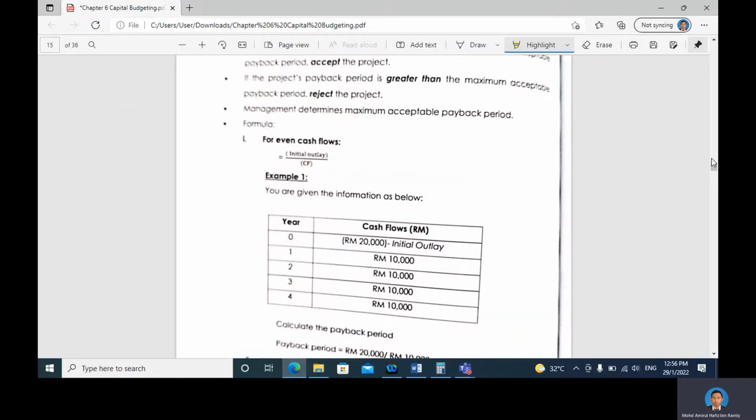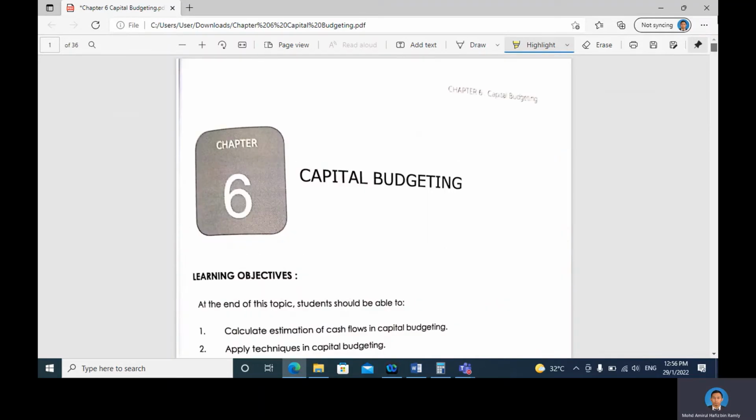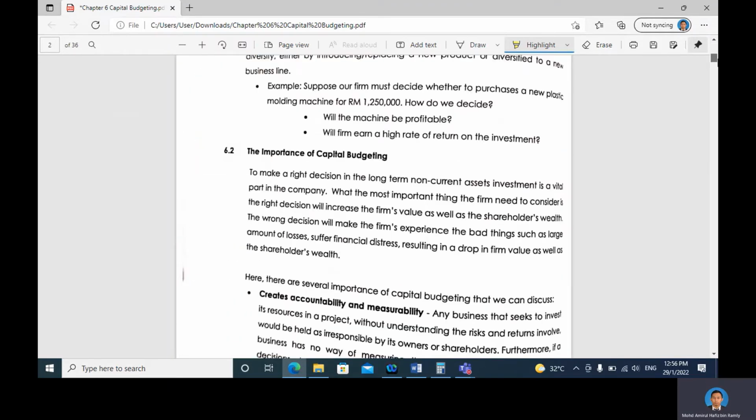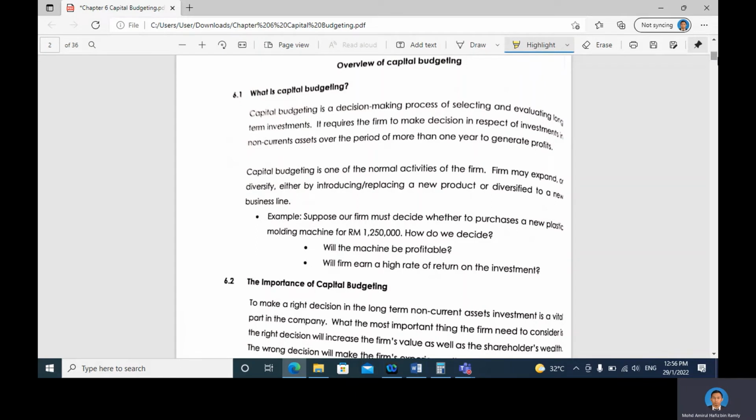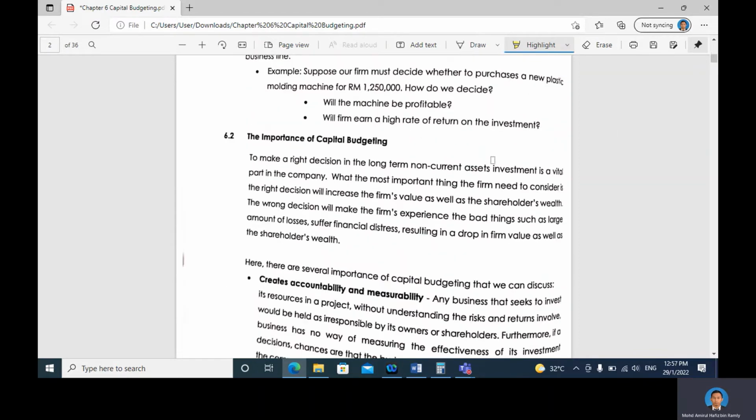Alright, so before we move to the calculation part, let me look at the topic of capital budgeting. So what is capital budgeting? Capital budgeting is basically a decision-making process of selecting and evaluating long-term investment. It requires the firm to make decisions in respect of investment in non-current assets, meaning that we focus more on fixed assets such as land, machinery, building, all those things. Before we make any decision, we need to calculate the capital budgeting. So it also has importance.